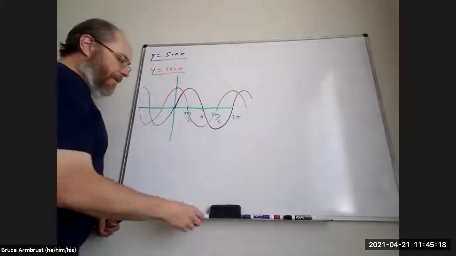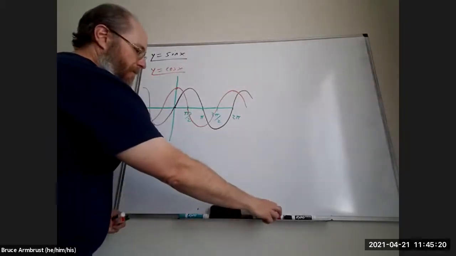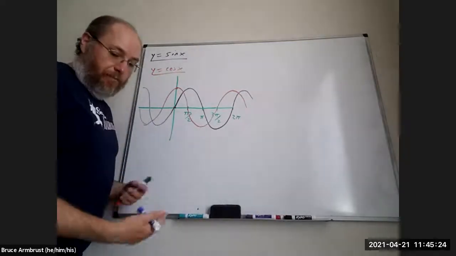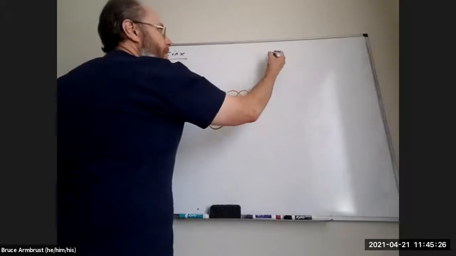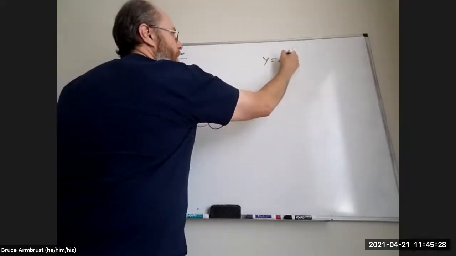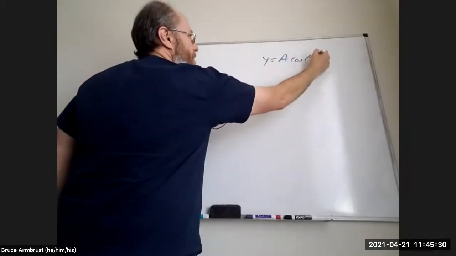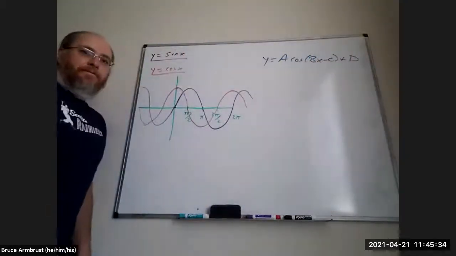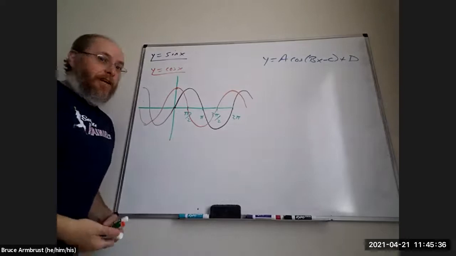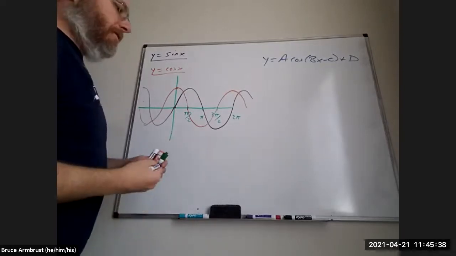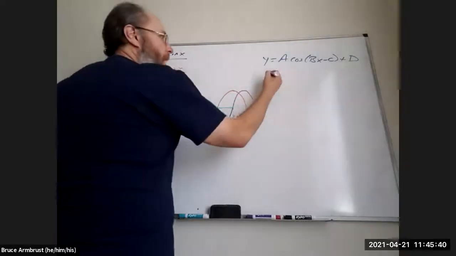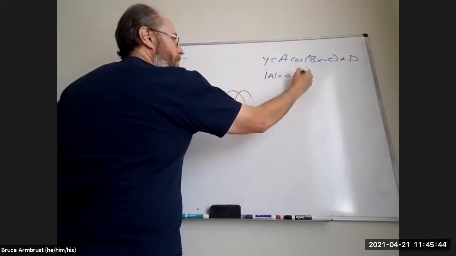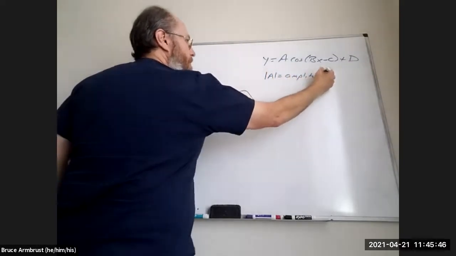All right, but then the other thing that we did is we said, well, what if we apply transformations to these? What if we stretch them and compress them and all that? And so we went to a generic, what if we go to something like a cosine of bx minus c plus d, allowing for all the different kinds of transformations. And so just to remind you what all of them do, the absolute value of A is what we call the amplitude.